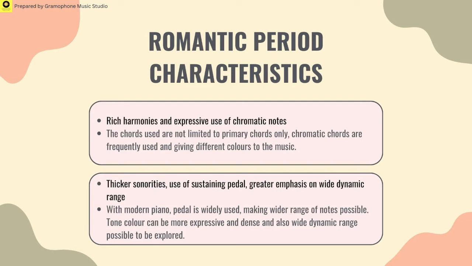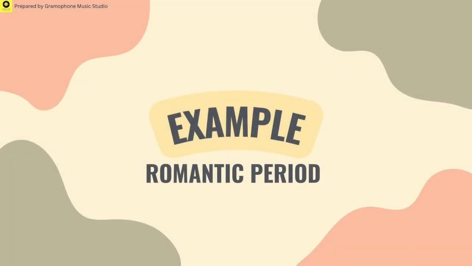The chords used in the Romantic period are no longer limited to primary chords only. The chromatic chords are frequently used, giving different colors to the music. With the modern piano, the pedal is widely used, making a wider range of notes possible. The tone color can be more expressive and dense, and a wide dynamic range is possible to be explored. Let's listen to an example from the Romantic period.